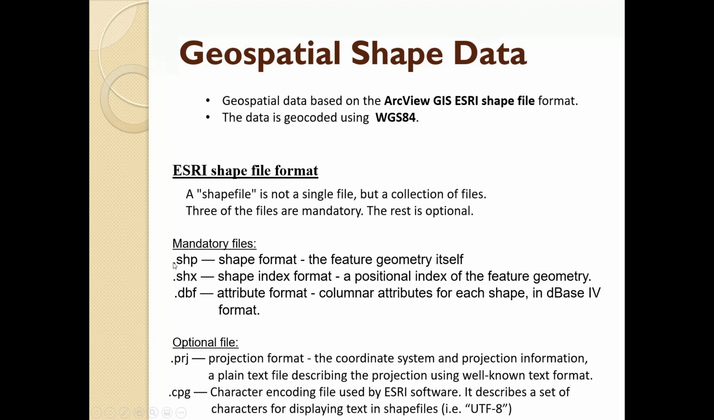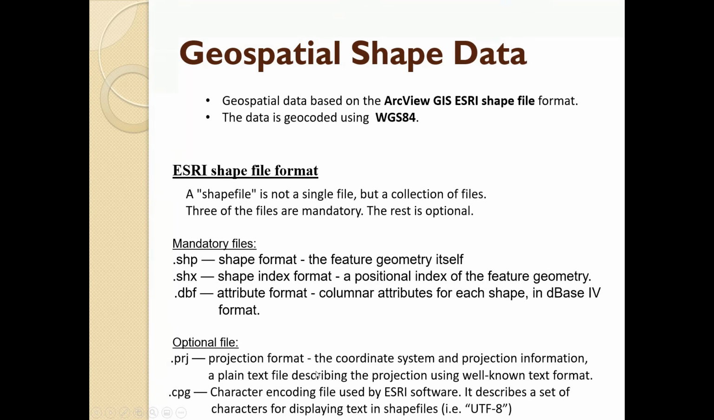The mandatory files are the shapefile with an extension SHP. That is the geometry itself. There's also an index file that comes with it with an extension SHX. And there is a DBF file, which is an old format that was used by something called dBase 4. And that describes the data that goes along with the shape information.